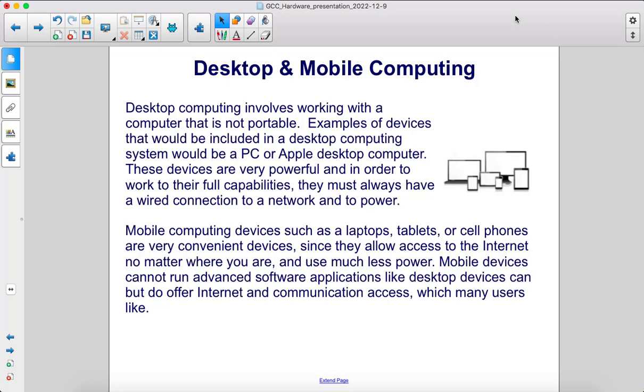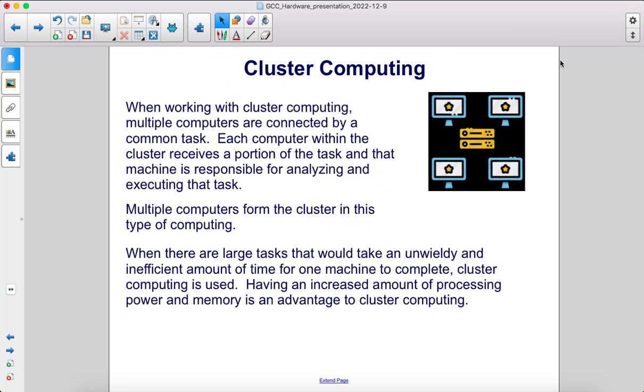When working with cluster computing, multiple computers are connected by a common task. Each computer within the cluster receives a portion of the task, and that machine is responsible for analyzing and executing that task. Multiple computers form the cluster in this type of computing. When there are large tasks that would take an unwieldy and inefficient amount of time for one machine to complete, cluster computing is used. Having an increased amount of processing power and memory is an advantage to cluster computing.